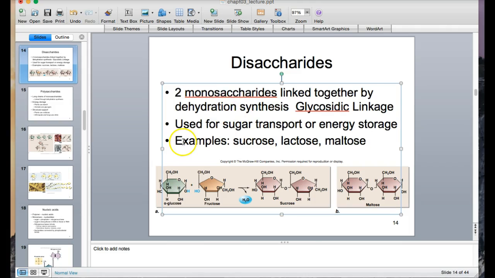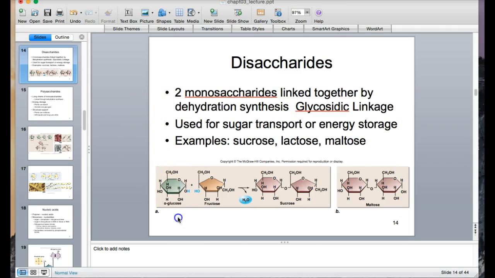The glycosidic linkage. Basically, disaccharides are used for sugar transport or energy storage. Examples would be sucrose, lactose, and maltose. These would be transport forms or storage forms of sugar in plants and animals.